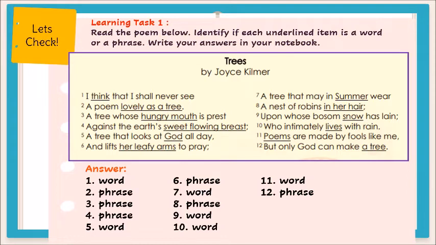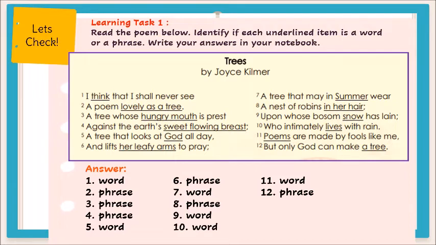Number 4. Sweet flowing breast. It is a phrase. Number 5. God. It is a word. Number 6. Her leafy arms. It is a phrase. Number 7. Summer. It is a word.